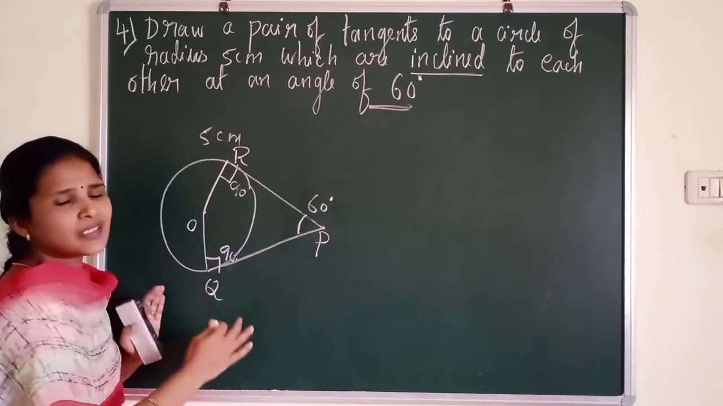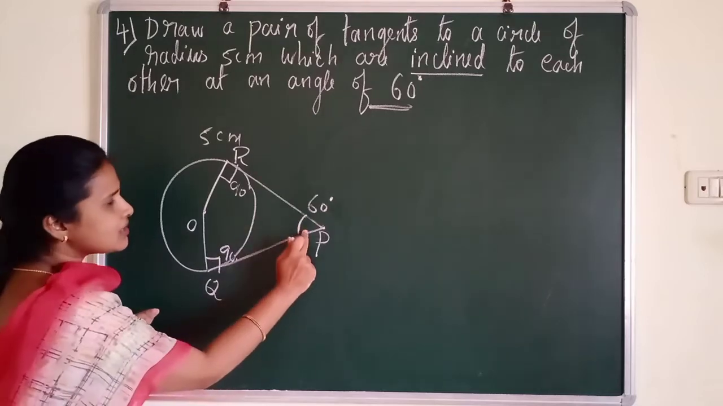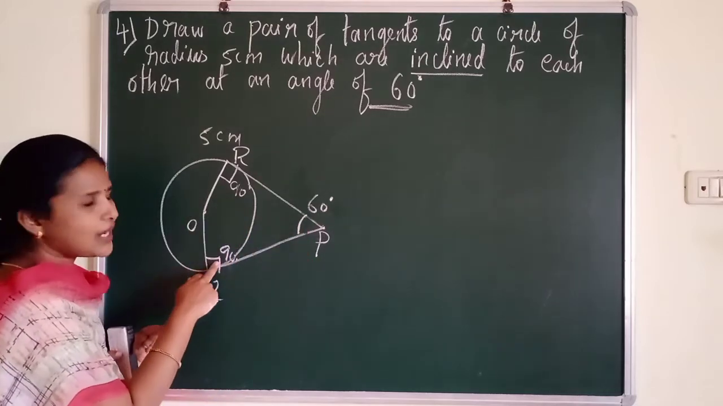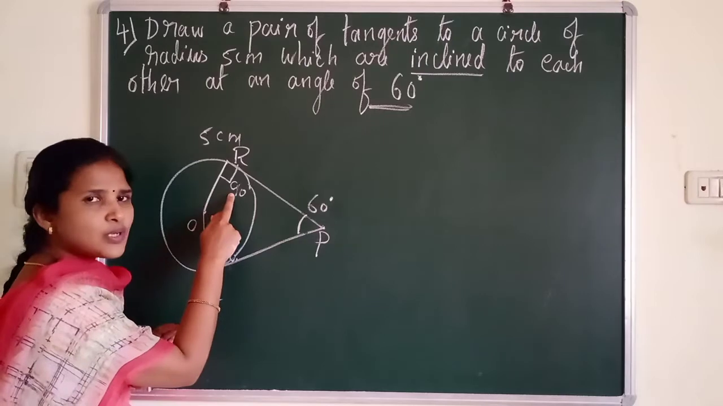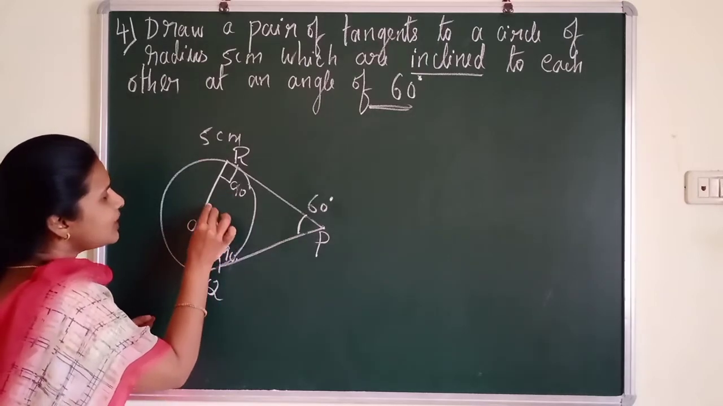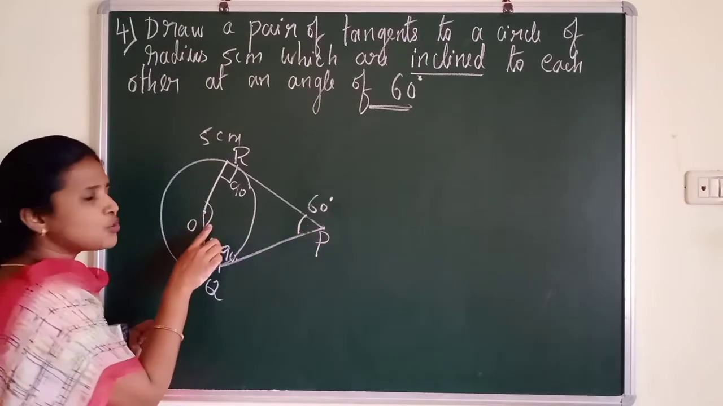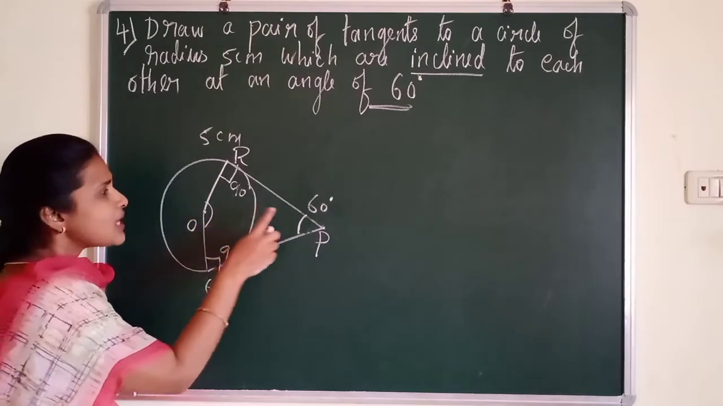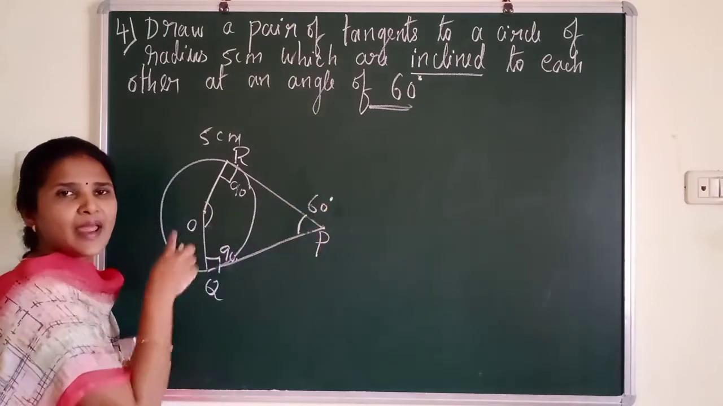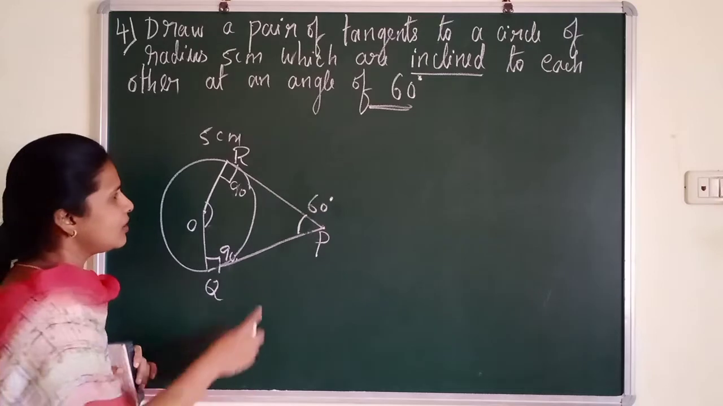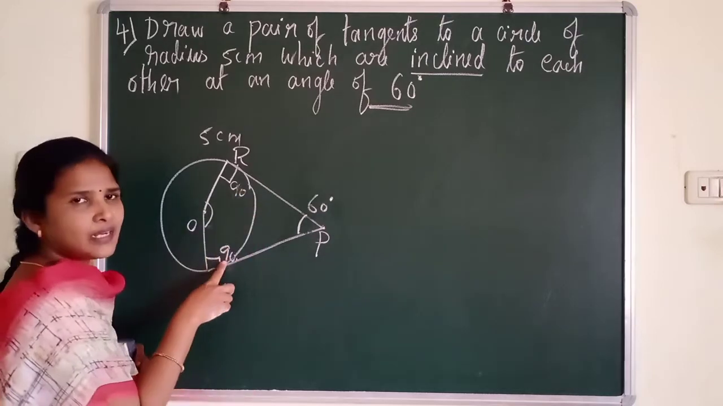You should first get an idea how to get 60 degrees, what I have to construct. This is okay, it is 90 degrees and this is also 90 degrees. But what is the measurement here at the center? If this is 60, what should this be? You know that the sum of all 4 angles in a quadrilateral is 360 degrees. So here I already got 90 plus 90, 180.